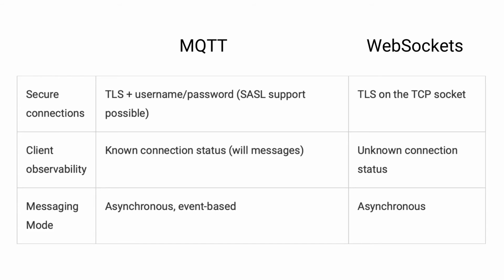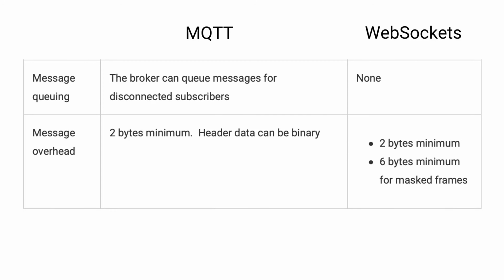Also, MQTT has an asynchronous event messaging feature. This means that the publishing client does not have to wait until the subscribing client consumes the data. This independence is due to the decoupling of the publish-subscribe clients. Messaging mode is synchronous in WebSockets. In MQTT, the broker can queue messages for disconnected subscribers. On the other hand, WebSockets does not have any message queuing feature.